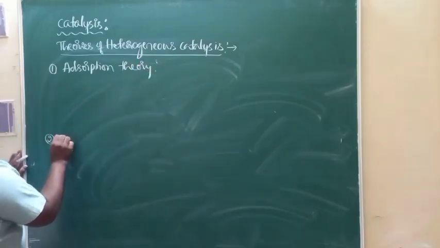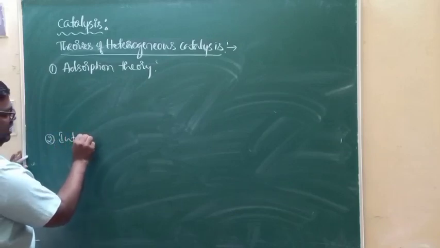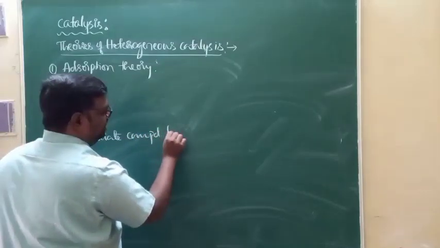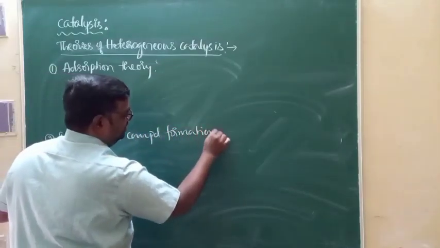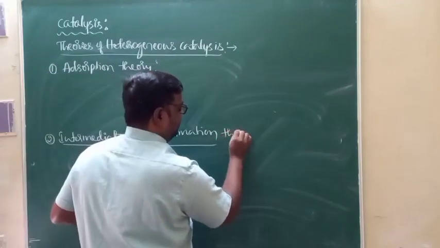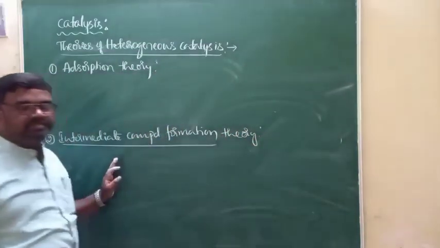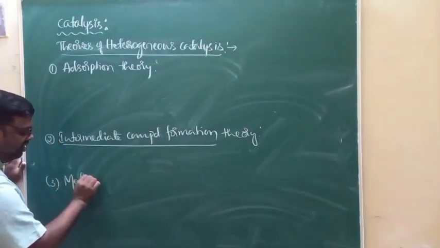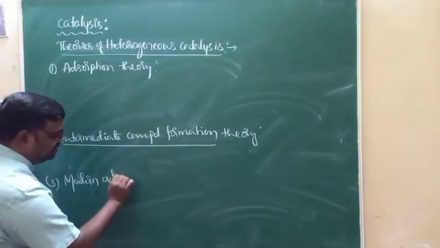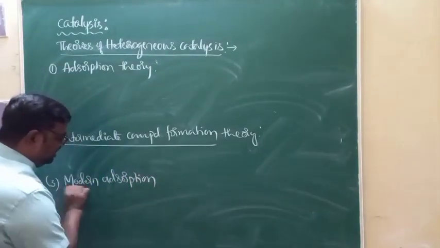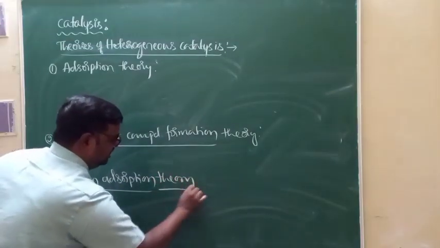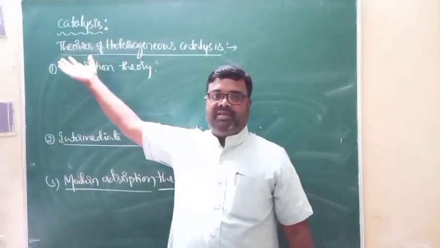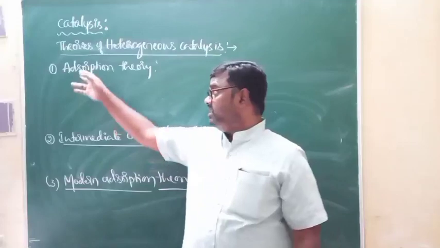The second one is the intermediate compound formation theory. This is one more theory available for explaining catalysis, right? Now, apart from that, the third theory is what we call the modern adsorption theory of catalysis. So these are the three theories that I can make use of in order to understand the mechanism of heterogeneous catalysis. Let us see one by one.